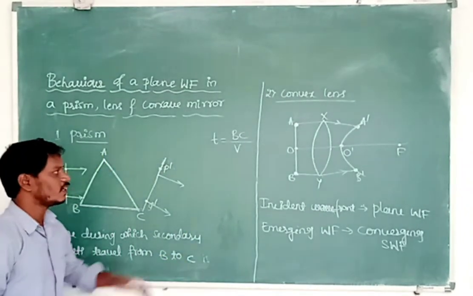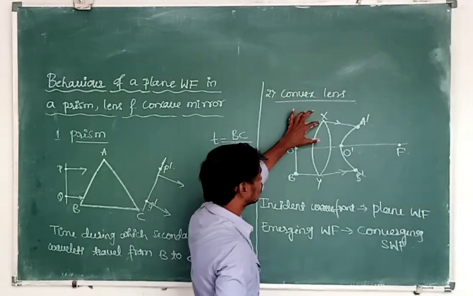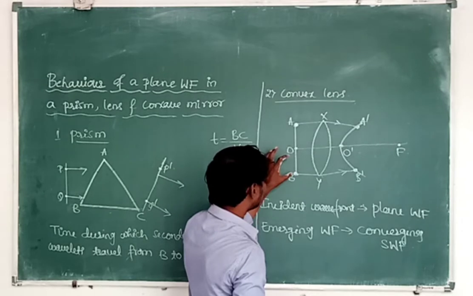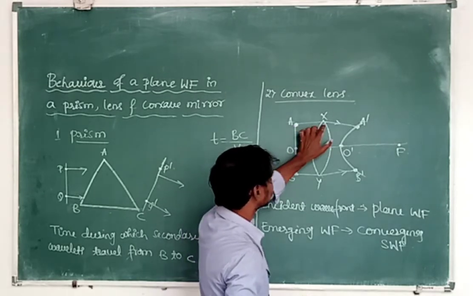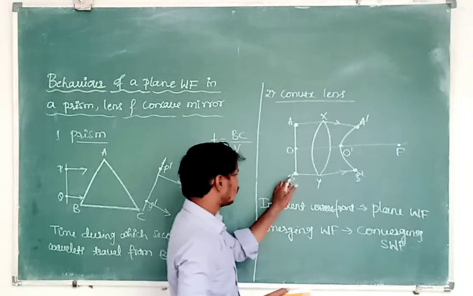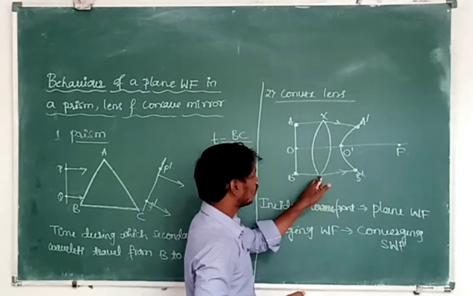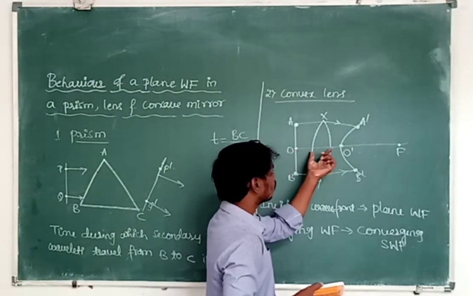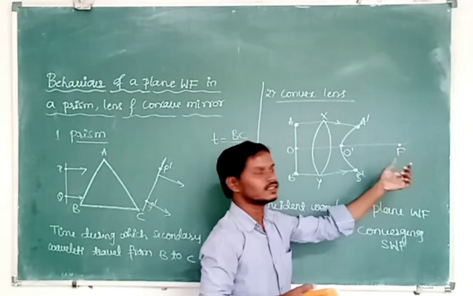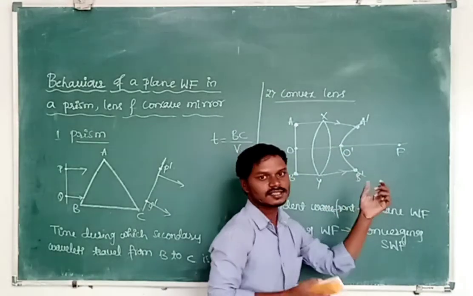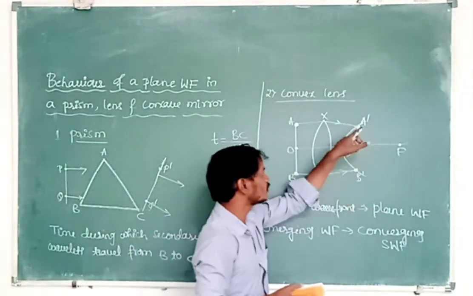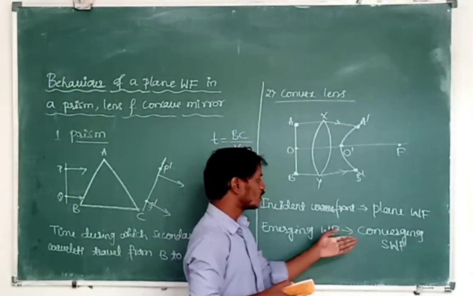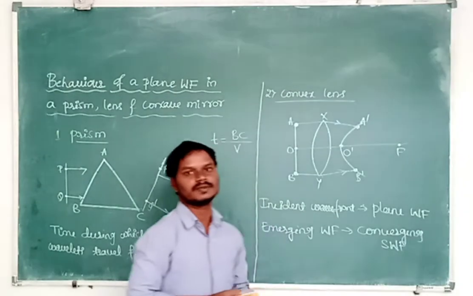Then A and B travel the small thickness of the lens, because A is the upper part and B is the lower part. A travels the small thickness of the lens and B also travels the small thickness of the lens. They get advanced, but O travels the thick portion of the lens, so it is delayed. Then there is a depression at the center of the wavefront. Due to that depression, a spherical wavefront is formed. But which type of spherical wavefront? That is a converging spherical wavefront.